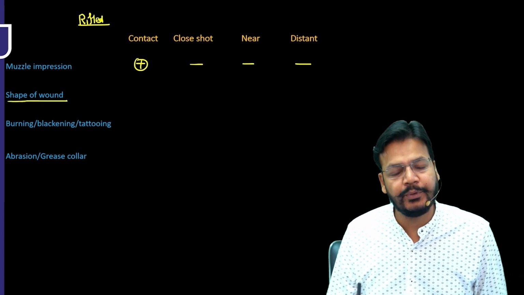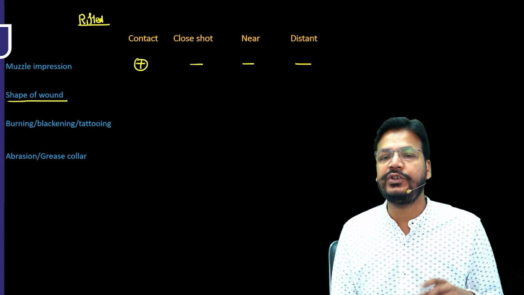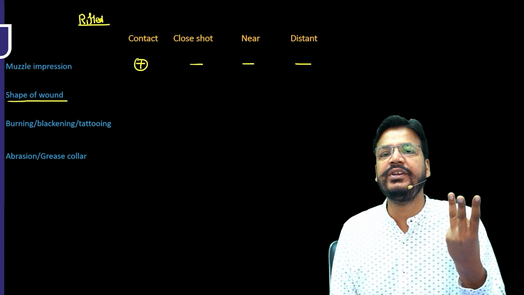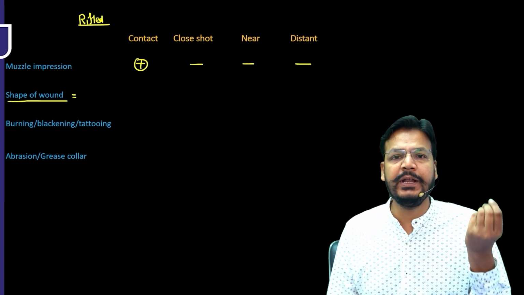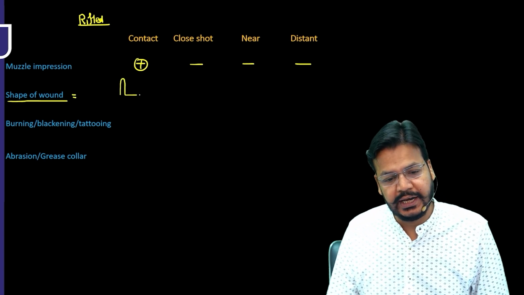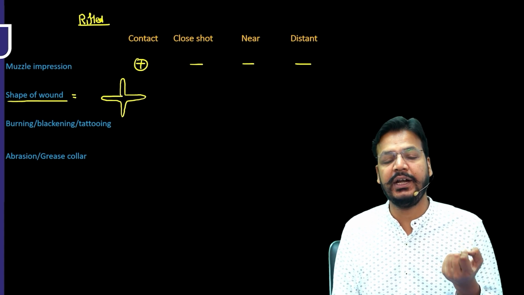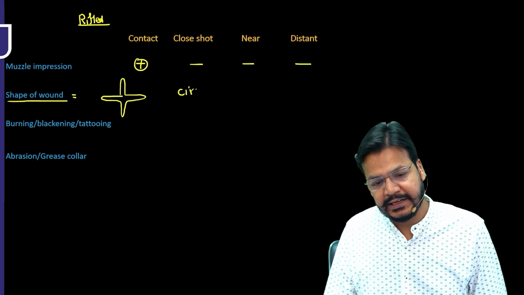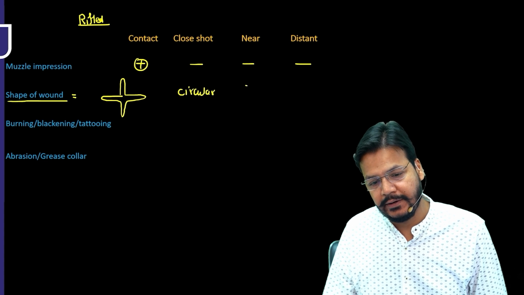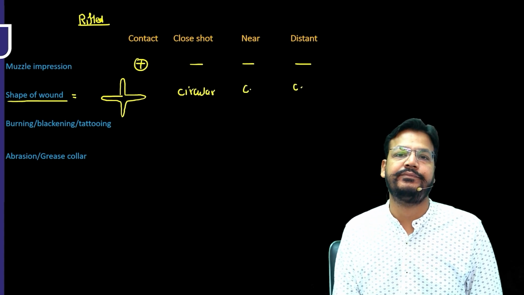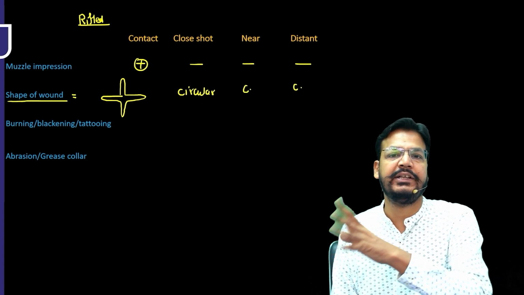Now, sir, come to a very important one. Shape of the wound. In contact shot, I told you the 3 shapes. But if it is over a bony prominence, it can be cruciate or stellate. In other places, it is circular, in close shot, near shot, and distant shot.